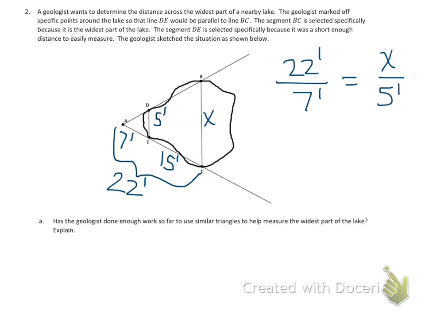And we've been doing this, but just in case you're having trouble setting up these proportions, remember that this 22-foot length is the length on the large triangle, and the 7-foot is on the small. When I set up the other ratio, I need to set it up the same way. So I set it up with the large triangle in the numerator and the small triangle in the denominator. If I set it up the other way, I'm going to end up with the same answer.